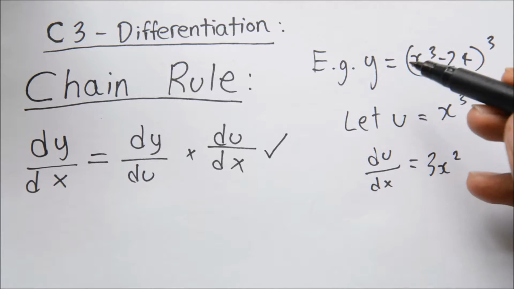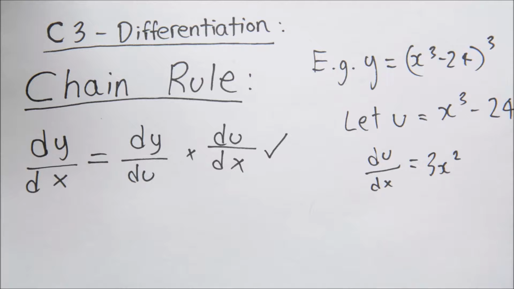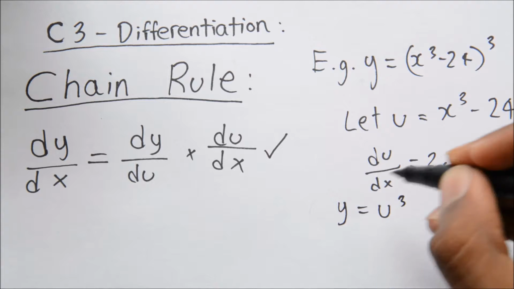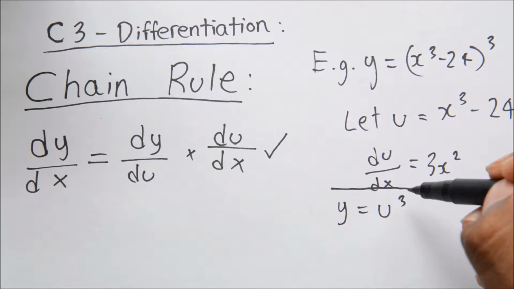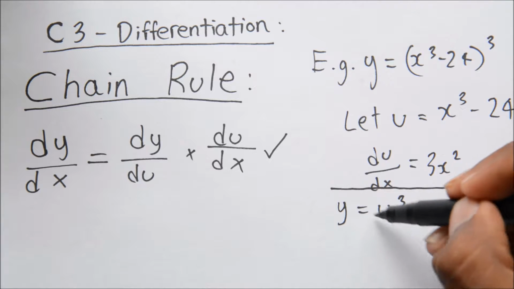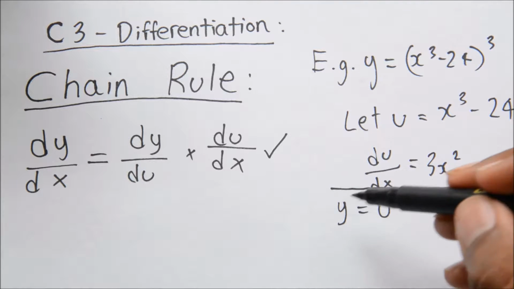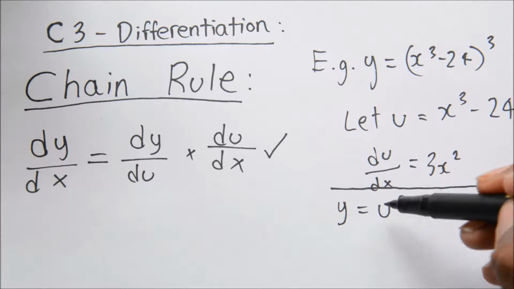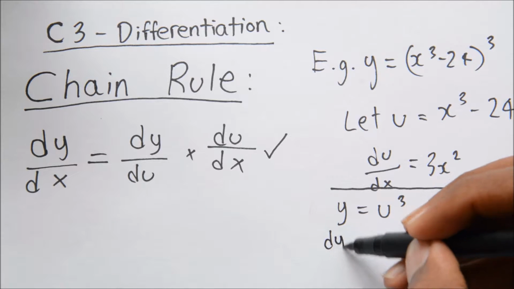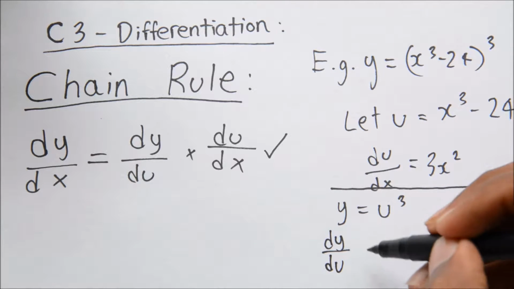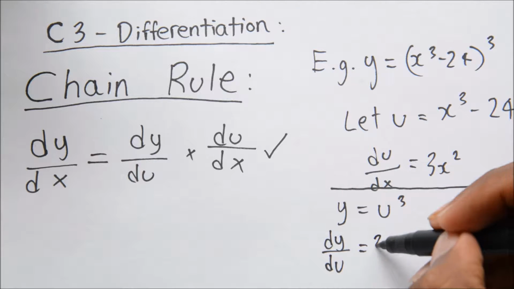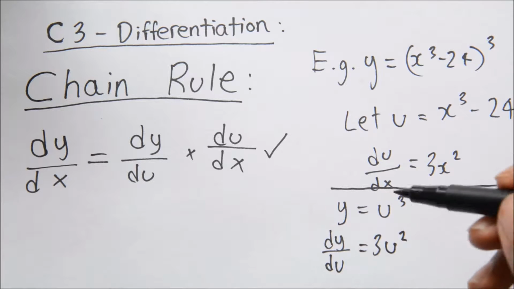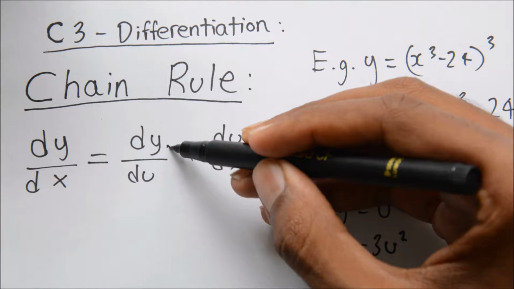Next, we let all of this stuff inside the bracket equal u. So why not rewrite the equation as y equals u cubed? Let me just put a line there so we know. So we have y and u, so instead of dy over dx, we have dy over du. If we differentiate this now, we have dy over du, because it's not x, it's u. That would equal, if we differentiate this, 3u squared. So now we have another term, dy over du, and we can tick that off as well.